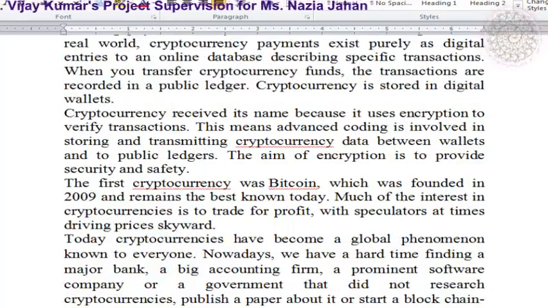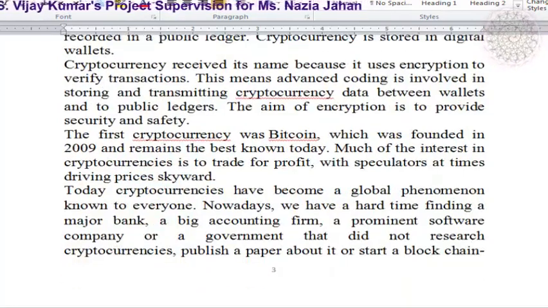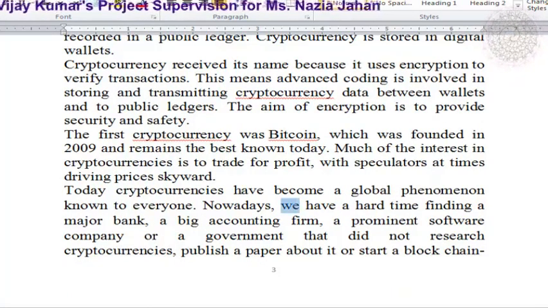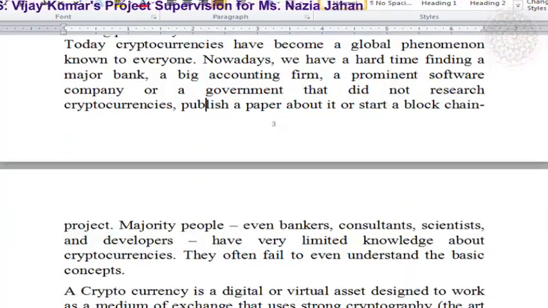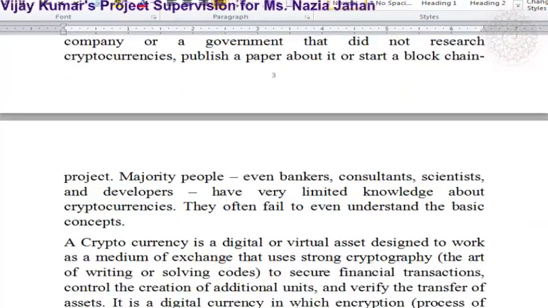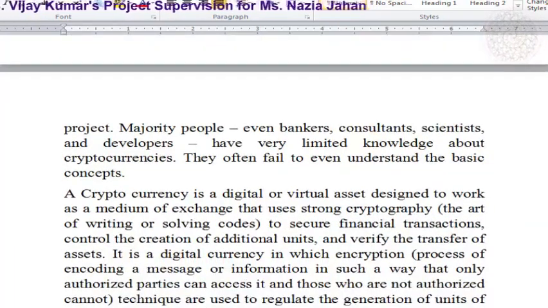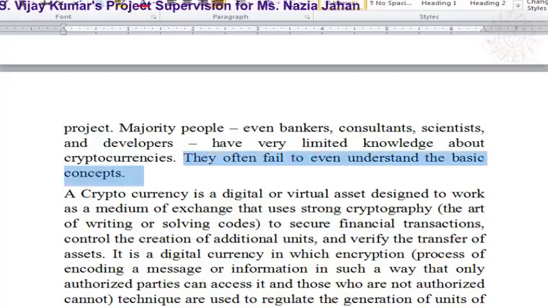Today, cryptocurrencies have become a global phenomenon known to everyone. Nowadays, we have a hard time finding a major bank, big accounting firm, prominent software company, or government that did not research cryptocurrencies, publish a paper about it or start a blockchain project. Majority of people, even bankers, consultants, scientists and developers, have very limited knowledge about cryptocurrencies. Okay, so you have to understand this. They often fail to even understand the basic concepts.